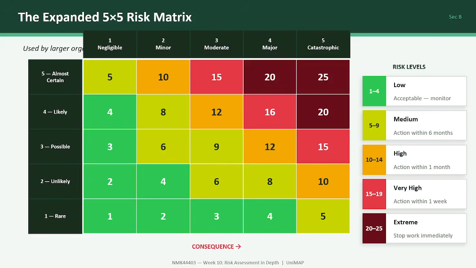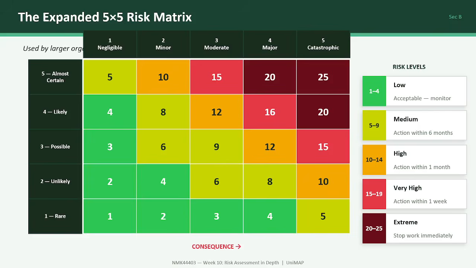Here is the 5x5 risk matrix. Notice that it gives you 25 possible combinations instead of the 9 from the 3x3. This finer discrimination is the key advantage. On the horizontal axis, consequence runs from 1, negligible, to 5, catastrophic. On the vertical axis, likelihood runs from 1, rare, to 5, almost certain. When you multiply these, the scores range from 1 at the bottom left to 25 at the top right.